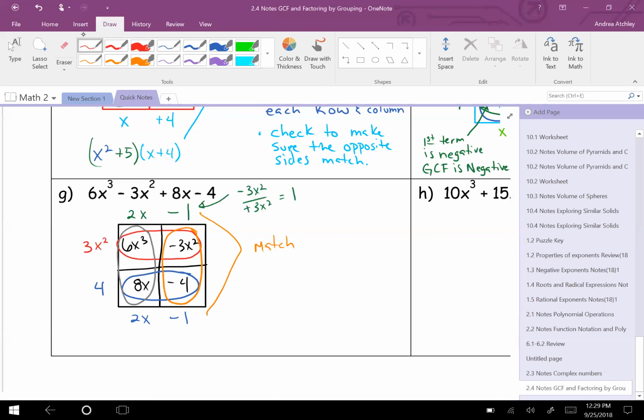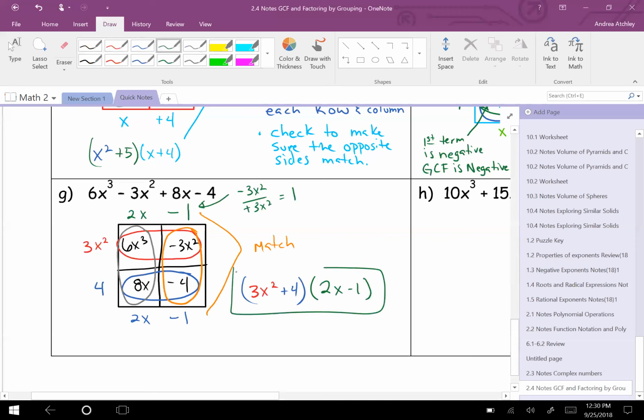So my factors are the 3x squared and the positive 4. And then 2x minus 1. Length of my sides. Any questions over that? Yes?